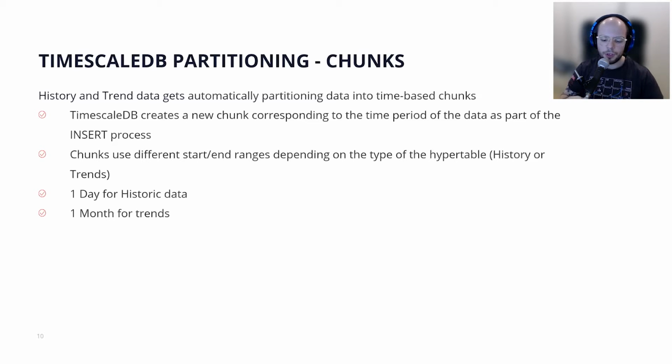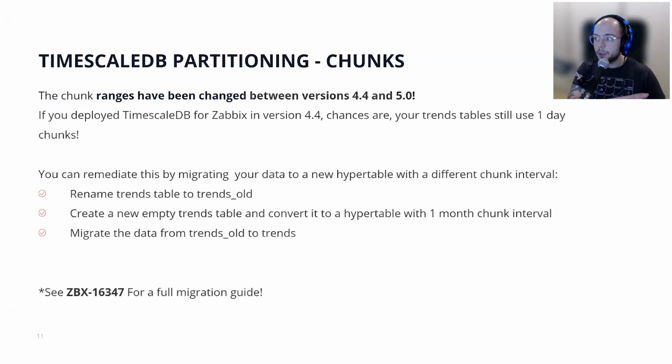So if we're talking daily chunks and I have received data for today, then a chunk for today will be created containing today's data. And this is per history table and per trend table. Chunks use different start and end ranges depending on the type of hypertable, history or trend. So history is stored in chunks of 1 day, and trends are stored in chunks of 1 month. Not stored for 1 day, but these chunks are daily or monthly. So that's how you'll see them, and we'll look at them in a moment. Daily chunks for history, monthly chunks for trends.